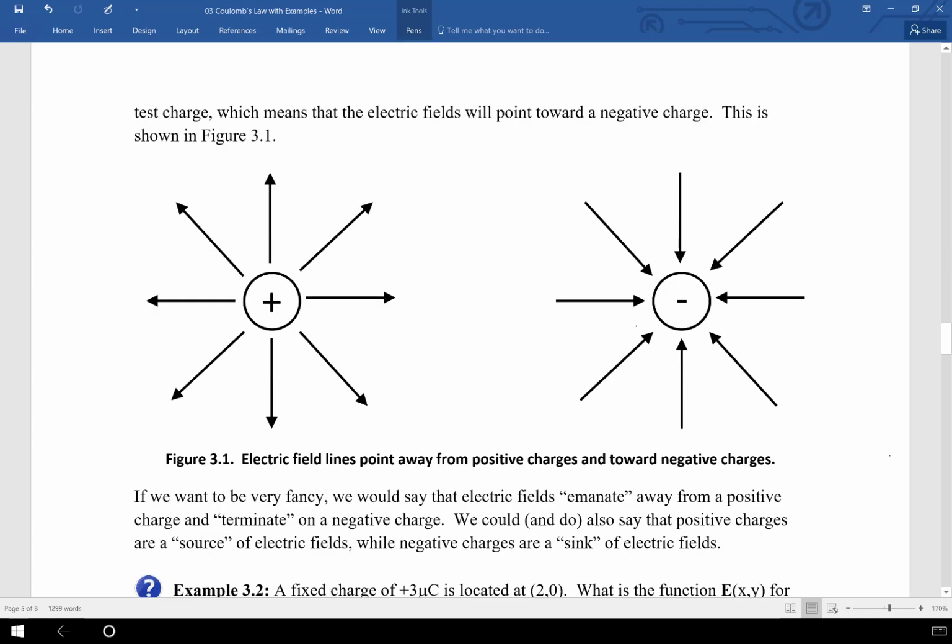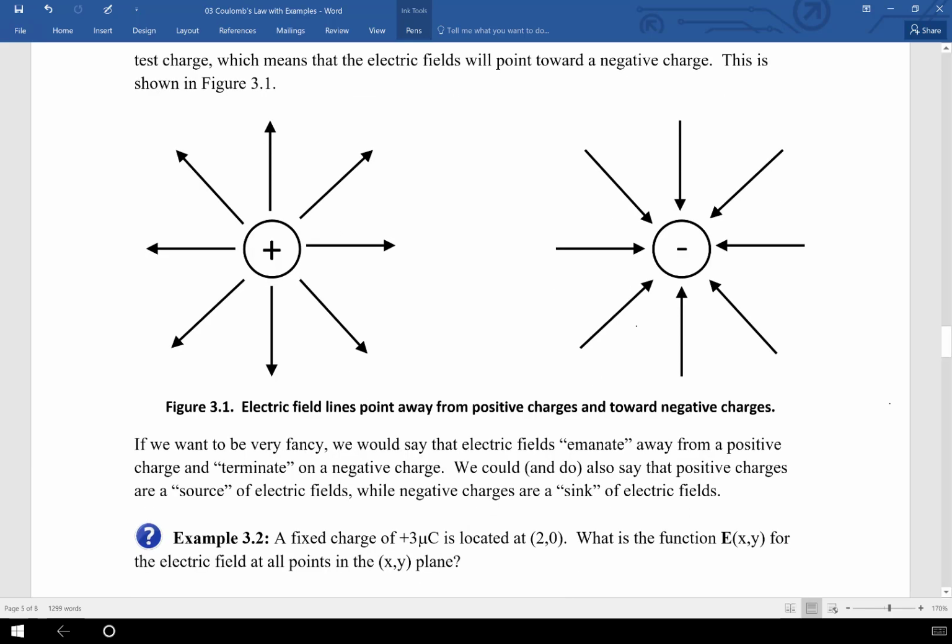If we want to get fancy, and often we do want to get fancy, we'll say that electric fields emanate away from positive charges, or point away from positive charges, and they terminate on negative charges, or they point toward negative charges. So we'll also say that positive charges are a source of electric fields and negative charges are a sink of electric fields. This word sink, you think about water going down the drain in a sink, it just goes away. And in the same way the electric field just goes away when it lands on a negative charge.